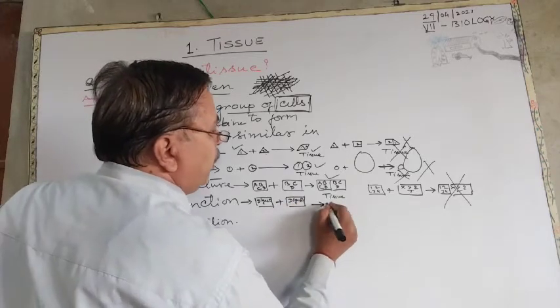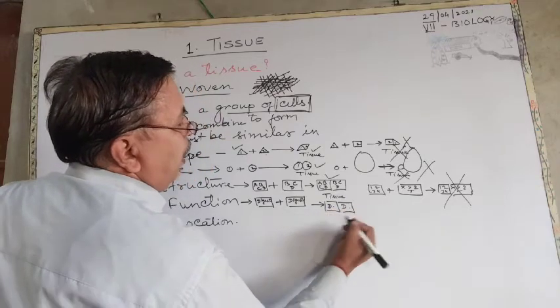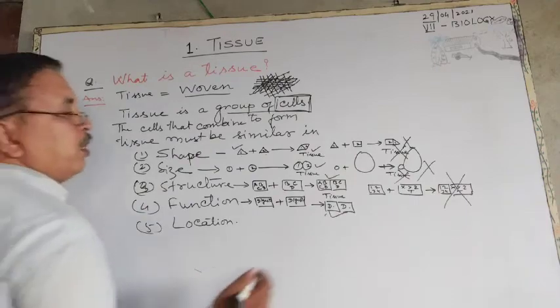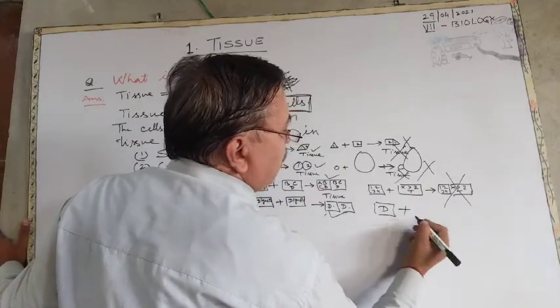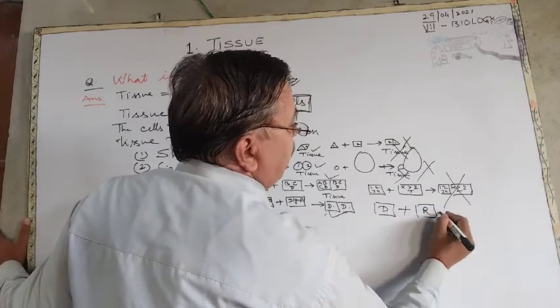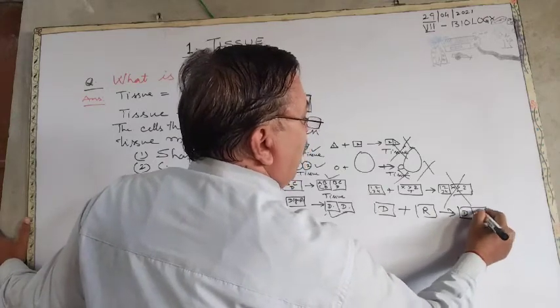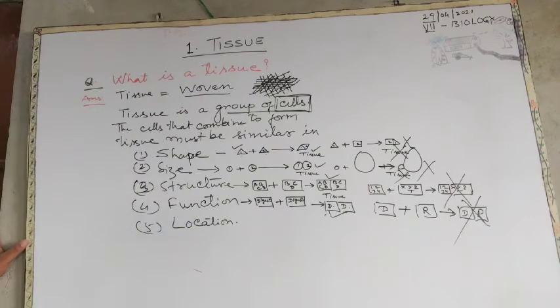Then only they will make the tissue. Both will have digestion, and this can be formed into a tissue. But suppose there is a cell doing the work of digestion, and the other one is doing the work of, say, respiration. The result will not be a tissue. This is never a tissue. Do you follow?